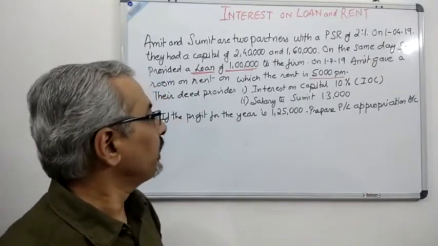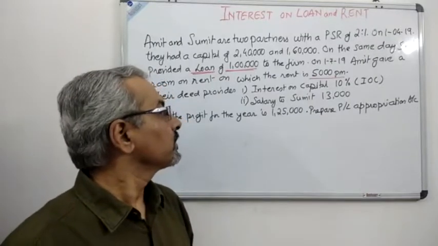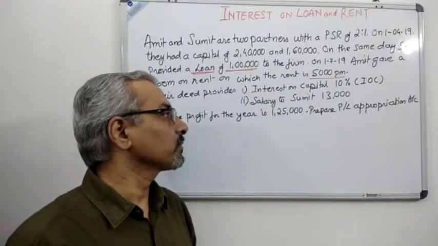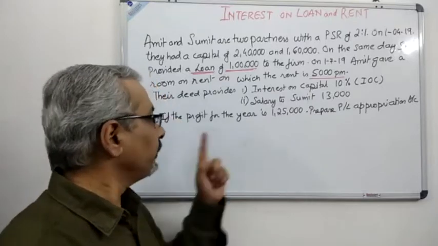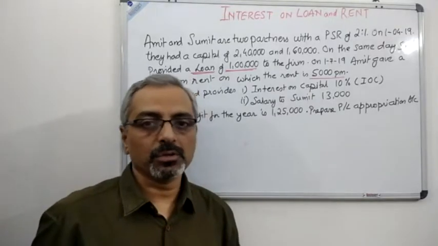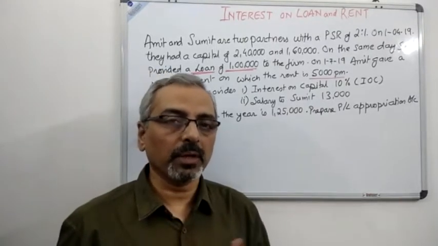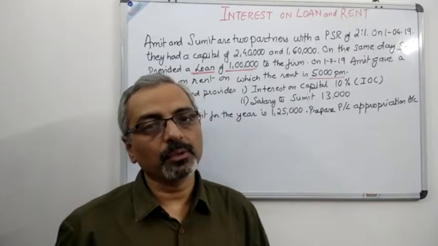Their deed provides number 1, interest on capital at 10% per annum, and second one is salary to Sumit 13,000. The profit for the year is 1,25,000, and you are asked to prepare the profit and loss appropriation account. Please see over here, there are two charges against the profit. One, the interest on loan, and number 2, the rent.